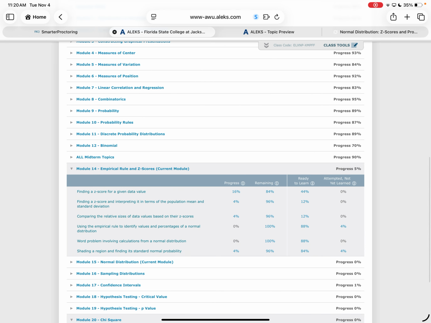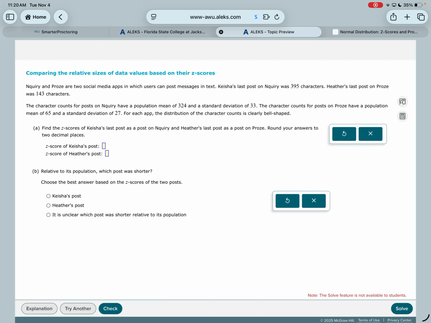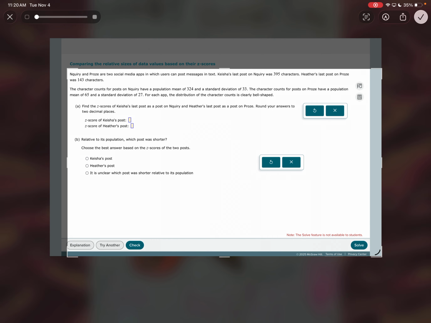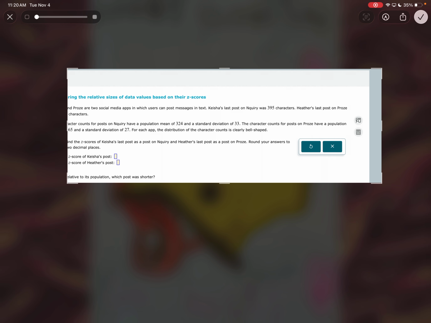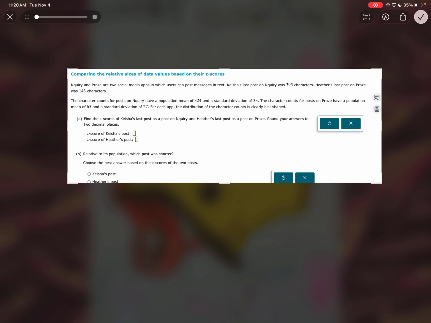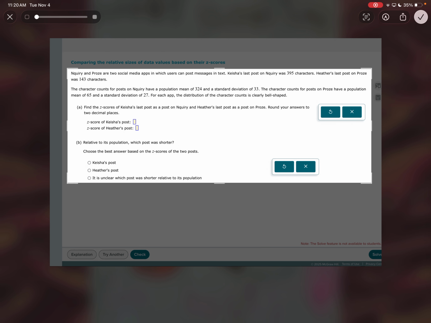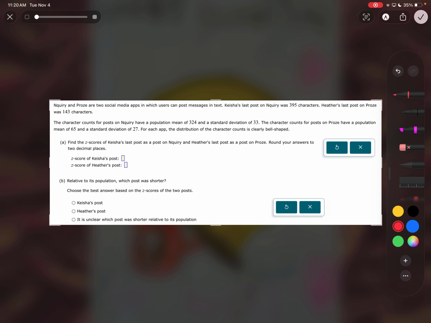Comparing the relative size. All right, so this is talking about the standardization of data. Why do they have these names? My goodness. Anyone want to help me pronounce some of these? Inquiry. Okay, N and P, how about that? N and P are social media apps, at least not people's names. Whatever. Inquiry and Prose are two social media apps in which users can post messages and text.